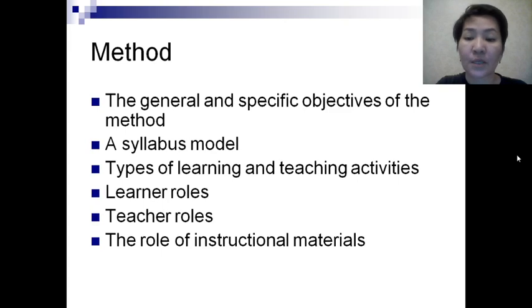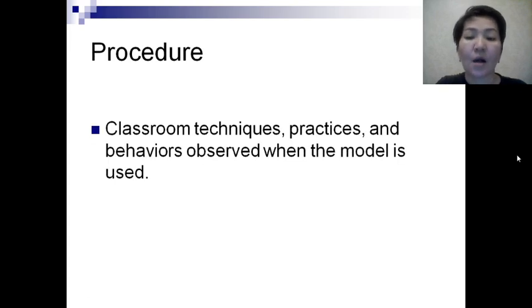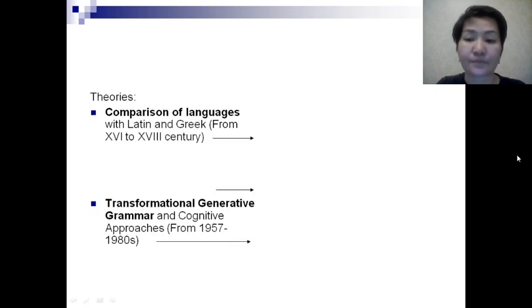So, and method is, at first, general and specific objectives, and method is learner roles, teacher roles, the role of instructional material, and of course some types of teaching activities. Procedure is classroom techniques, practices, and behaviors observed when the model is used. It may be some grammar exercises and some activities.